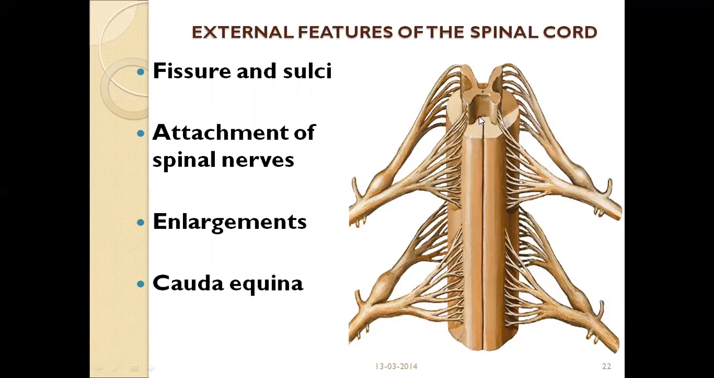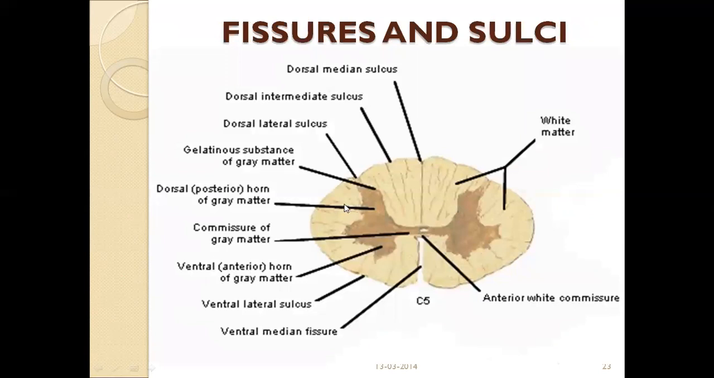Okay, so the external features of the spinal cord: we have fissures, then sulci, the attachment of spinal nerves, we will see the enlargements, and we will see the bundle of nerves seen at the conus medullaris called cauda equina. So the fissures we have here: this is the anterior aspect, which is also called ventral, and the posterior aspect, which is also called dorsal. When we see the cut section of the spinal cord, we have the anterior median fissure, also called the ventral median fissure. Then we have the posterior median sulcus, also called the dorsal median sulcus, on either side of which we have the dorsal intermediate sulcus and dorsal lateral sulcus.